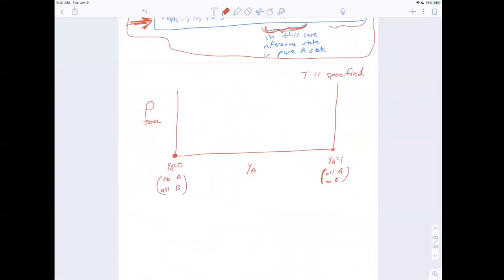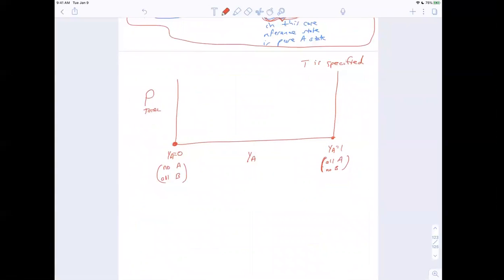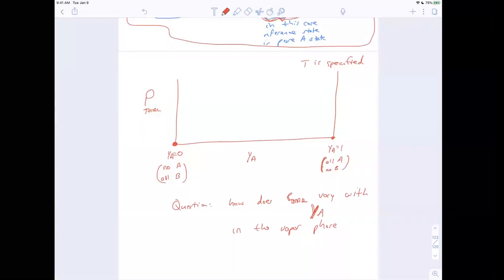Okay, we know that we have ideal gases, right? So the question here is, how does P total vary with Y sub A? Okay, and so this is for the gas phase, this is for the vapor phase. In the vapor phase. Any questions on this? Is this clear what we're after?